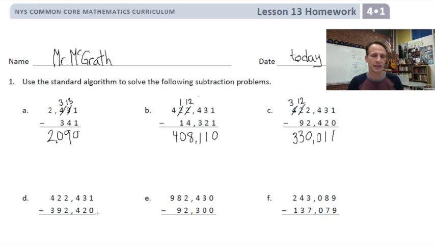All right, let's look down at D here. So we have 1 minus 0, leaving 1. 3 minus 2, again leaving 1.